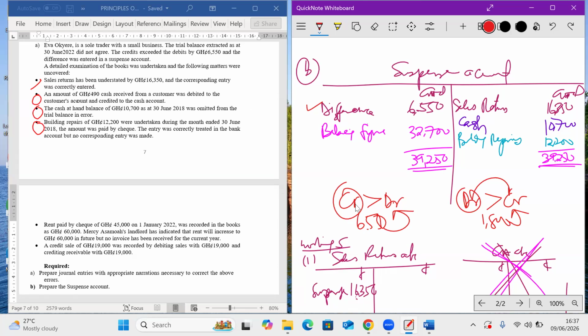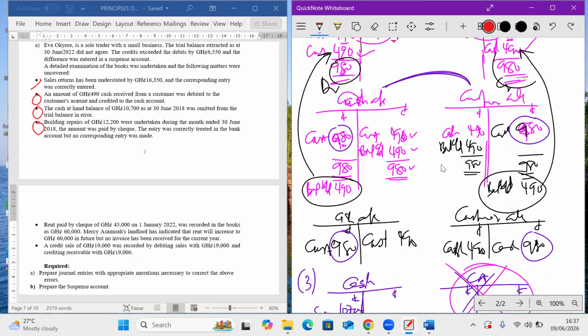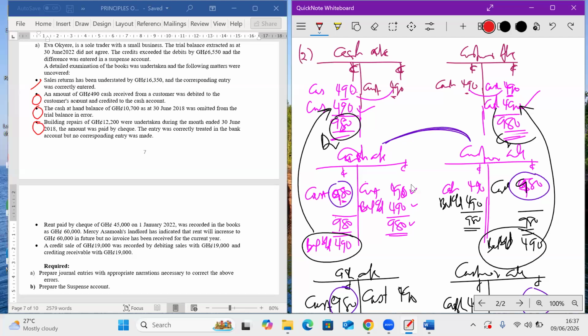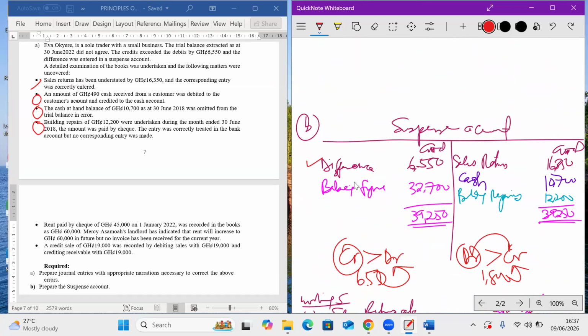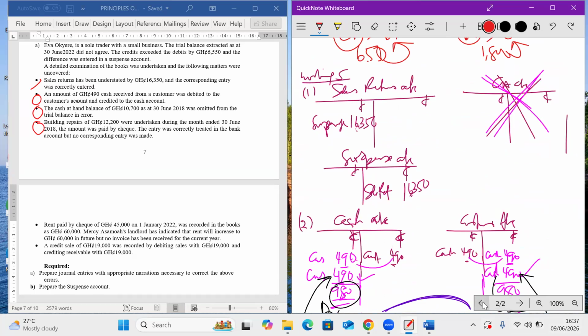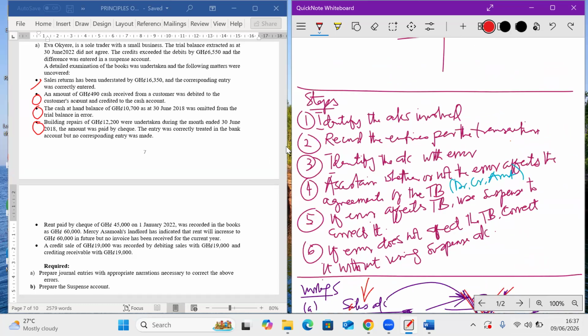Then you write the difference. Then in the middle of the book, halfway down the line, you begin with your workings, your T accounts. Then you go with the steps. That is all. So practice the two.